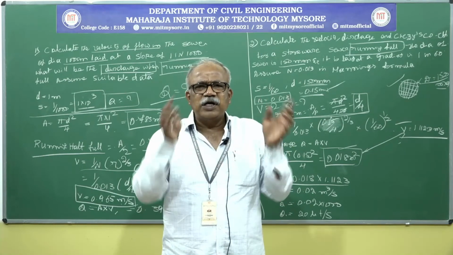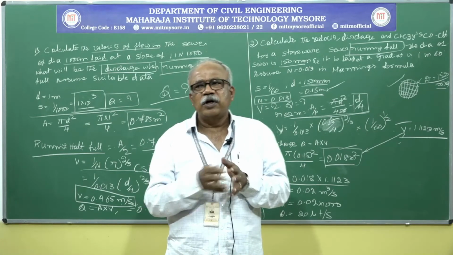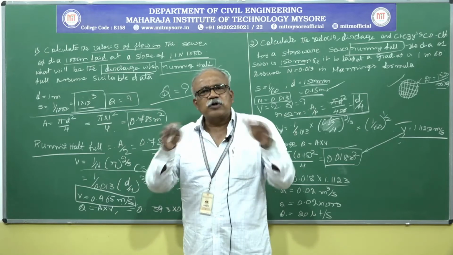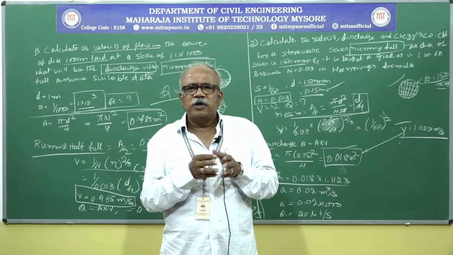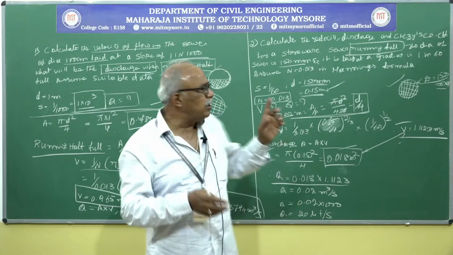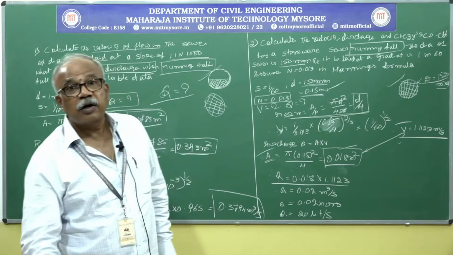Running full means that even in a full conduit or pipe, the wastewater will be flowing. In the other case, only half the portion of the conduit or pipe will have wastewater flowing. This is the key difference between these two problems. Are you clear or not?